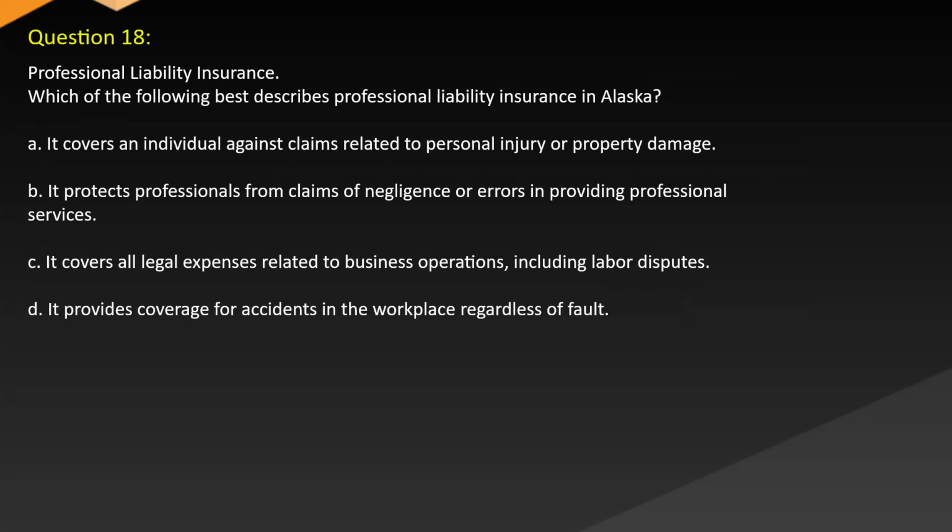Question 18. Professional liability insurance. Which of the following best describes professional liability insurance in Alaska? A. It covers an individual against claims related to personal injury or property damage. B. It protects professionals from claims of negligence or errors in providing professional services. C. It covers all legal expenses related to business operations, including labor disputes. D. It provides coverage for accidents in the workplace regardless of fault.